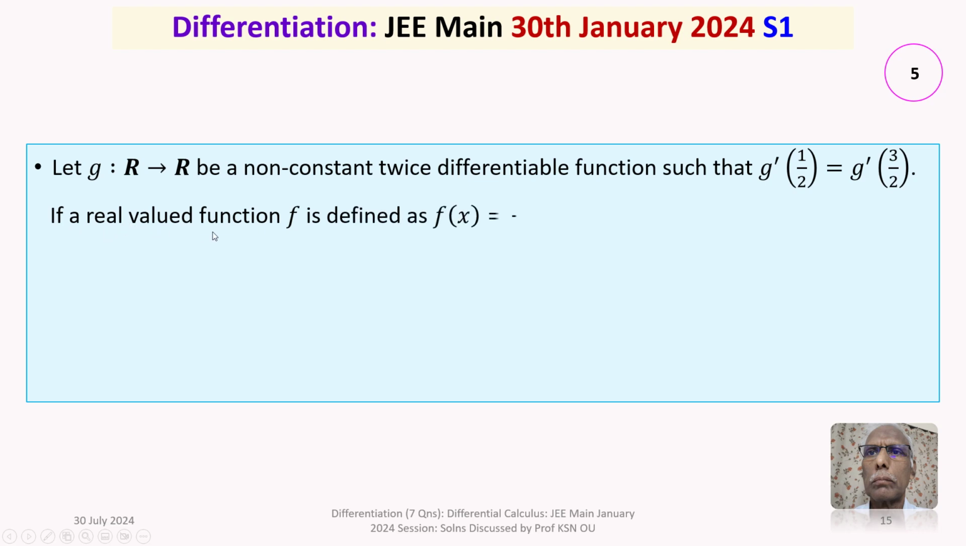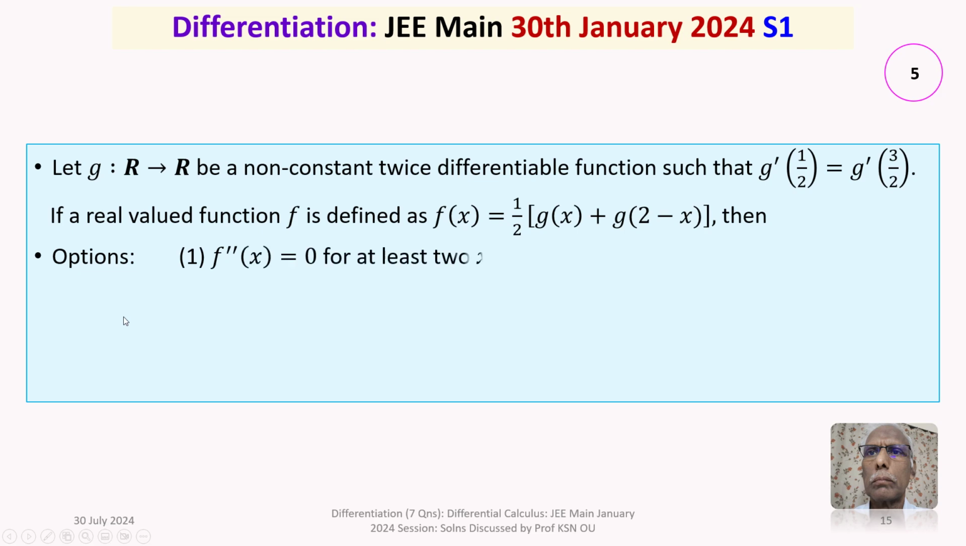If a real valued function f is defined, that means a new function is defined as f of x is equal to 1/2 times in brackets g of x plus g of 2 minus x. Then we are given 4 options.